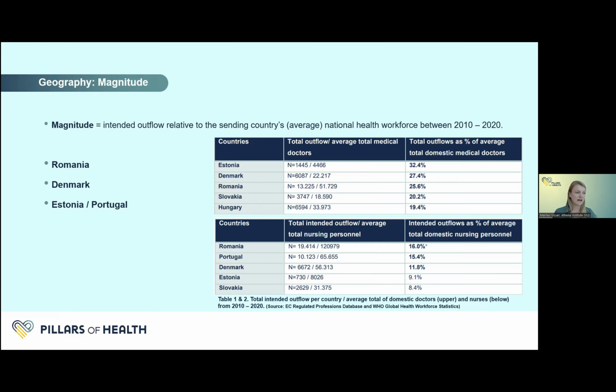Looking at the outflow of nurses, we see a higher magnitude again in Romania, in Portugal, and in Denmark. We also checked for the inflow that came into these countries. Specifically for Romania and countries like Estonia and Slovakia, this remained quite low, meaning that the impact may really be felt there, while Denmark may receive some health workforce from neighboring countries, such as Germany or Poland.